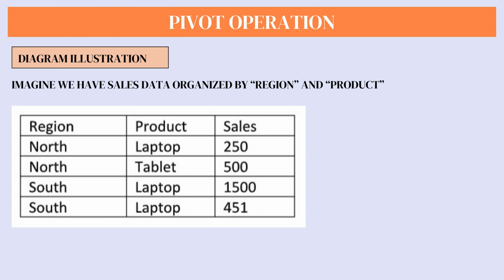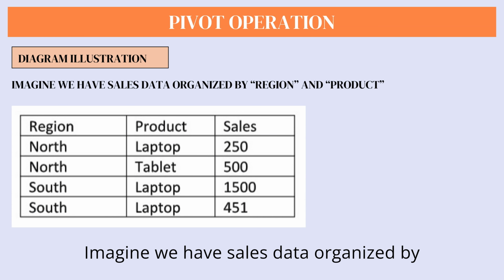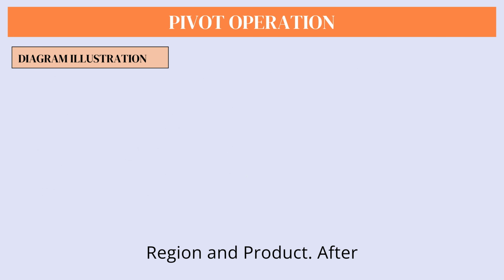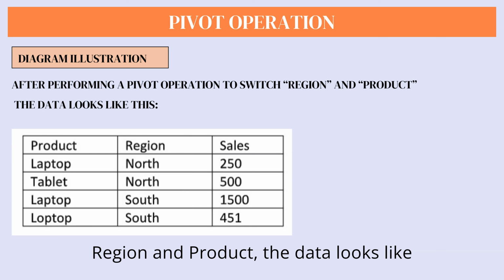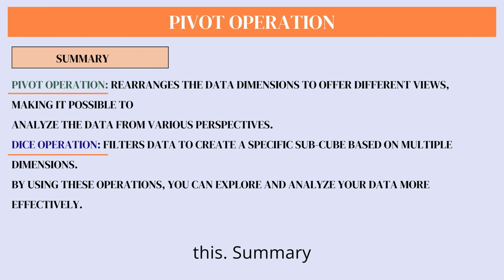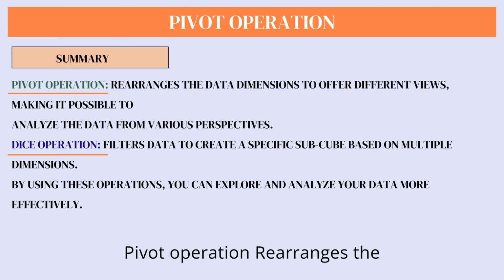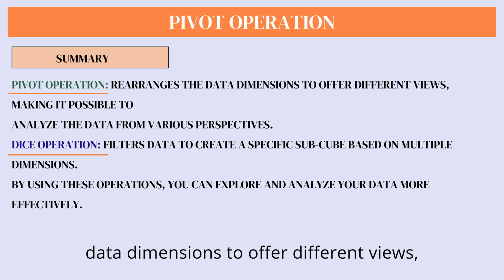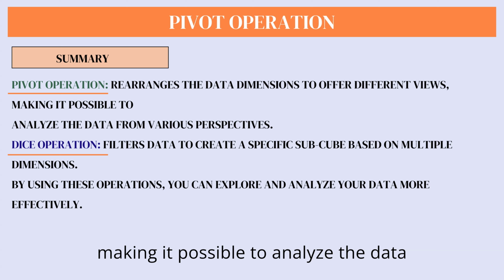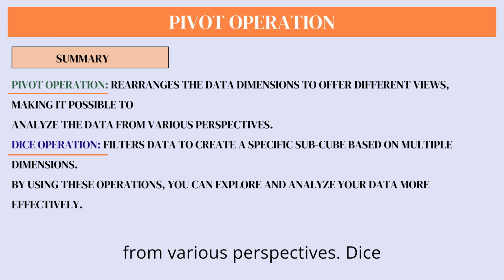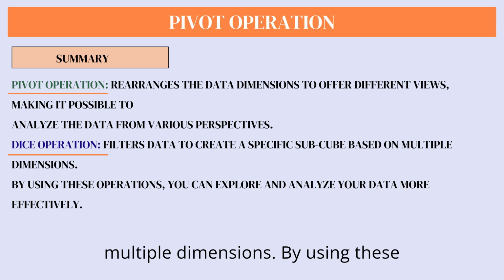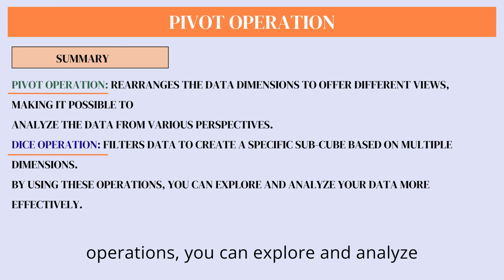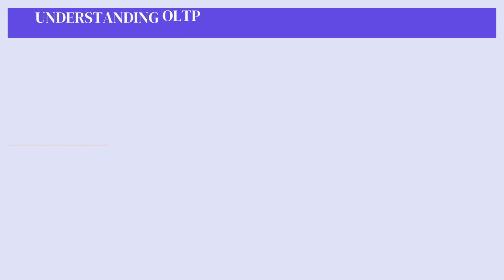Diagram illustration. Imagine we have sales data organized by region and product. After performing a pivot operation to switch region and product, the data looks like this. Summary. Pivot operation rearranges the data dimensions to offer different views, making it possible to analyze the data from various perspectives. Dice operation filters data to create a specific subcube based on multiple dimensions. By using these operations, you can explore and analyze your data more effectively.